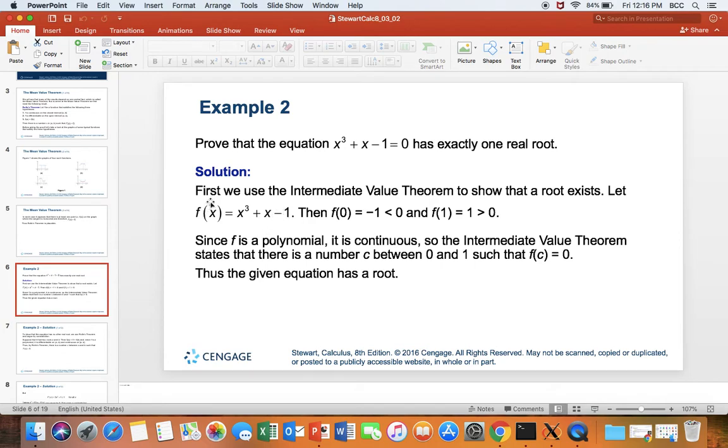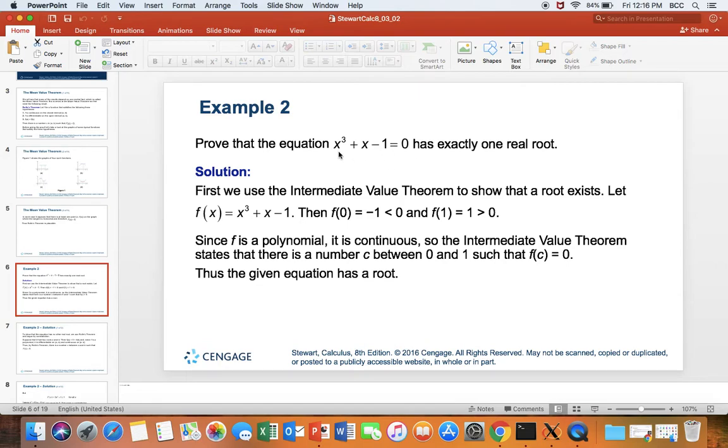Okay, so first we are going to use the intermediate value theorem to show that a root exists. Remember the intermediate value theorem: you need two numbers where the value at one number is negative and the value at the other number is positive. So somewhere in between you will hit zero. In this problem, the question is not giving us any x values, so we have to eyeball it. We have to think a little bit.